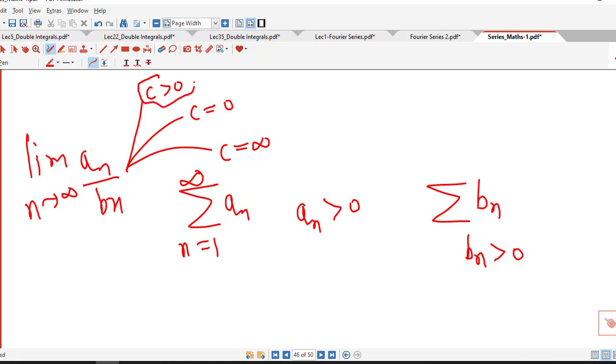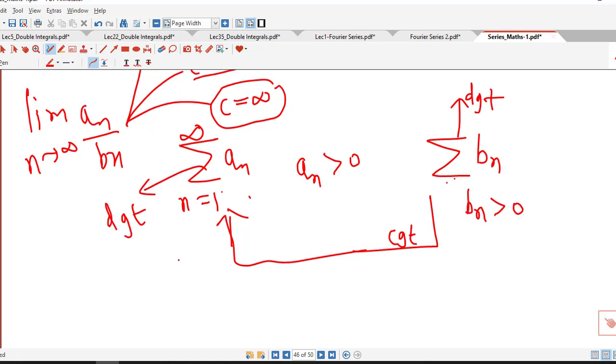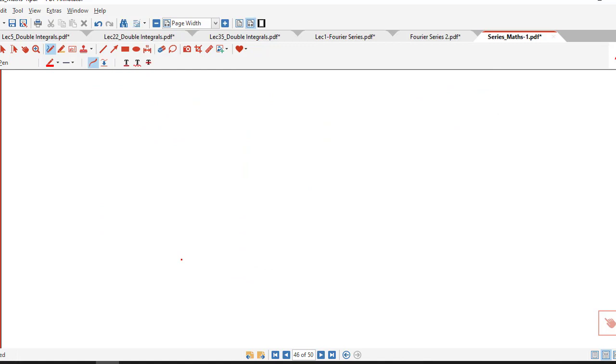So if the limit is positive and finite, then if sigma bn is convergent, sigma an is convergent. If sigma bn is divergent, sigma an is divergent. If the limit is 0, then if sigma bn is convergent, then sigma an is convergent. And if the limit is infinite, then if sigma bn is divergent, sigma an is divergent. So in this way we can decide the convergence of a positive term series by the limit comparison test.